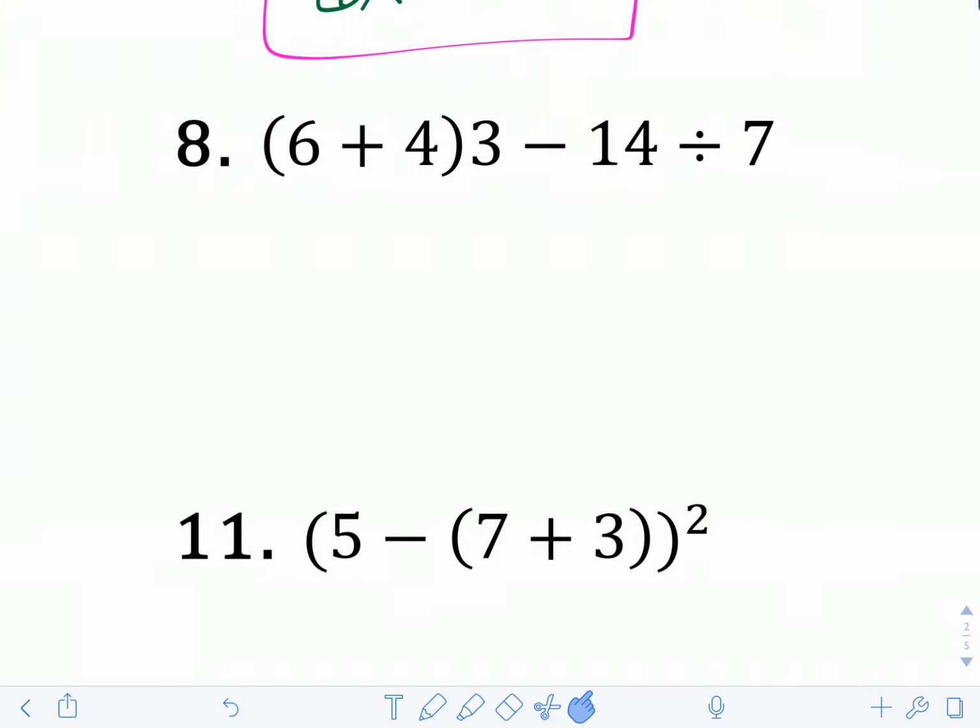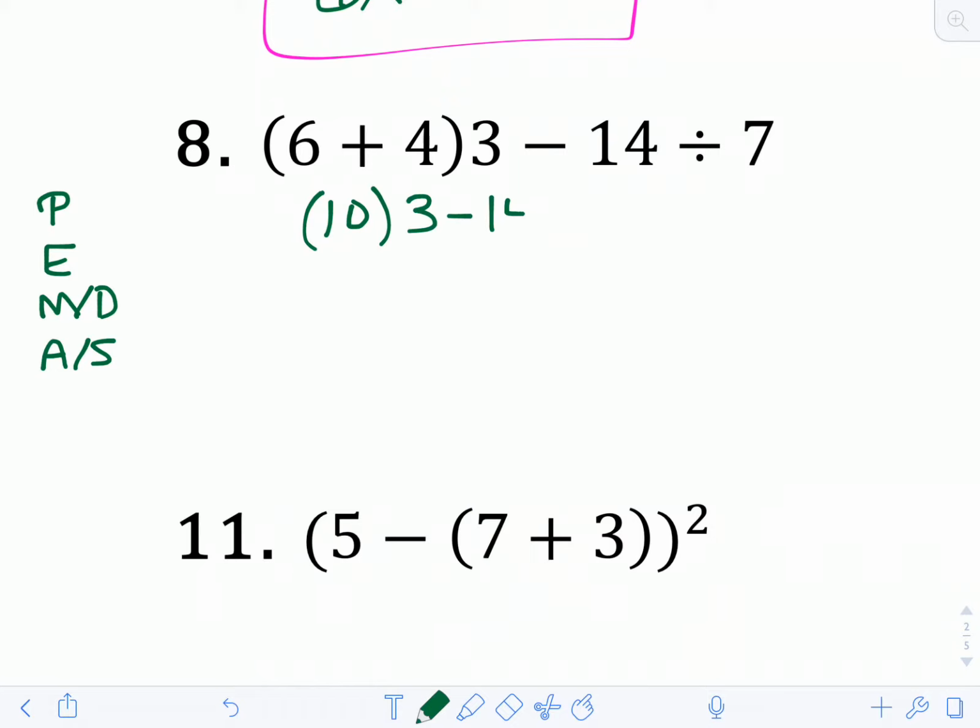Number 8. So again, just write PEMDAS off to the side. First I check for parentheses. I do have parentheses. That's the 6 plus 10. So I'm going to rewrite it: 10 times 3 minus 14 divided by 7. Done with that. Exponents, I don't have any.